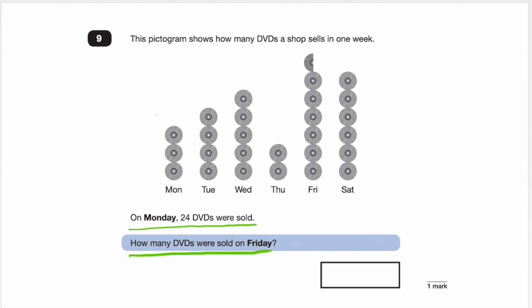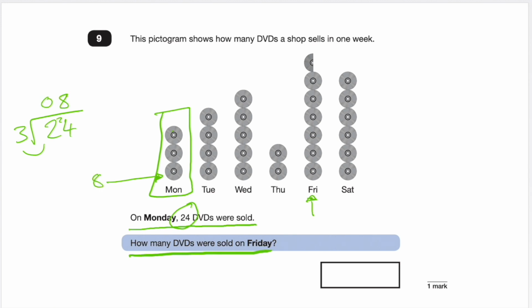So on Monday, we have this amount of DVDs. And like we said, it's not 3, it's actually 24. So we want to try and find out the value of just one of them, so that we can then use that knowledge to help us work out the Friday value. So if 3 make 24, 1 must be 24 divided by 3. And 24 divided by 3 is 8. So each of these pictures of a DVD is worth 8.